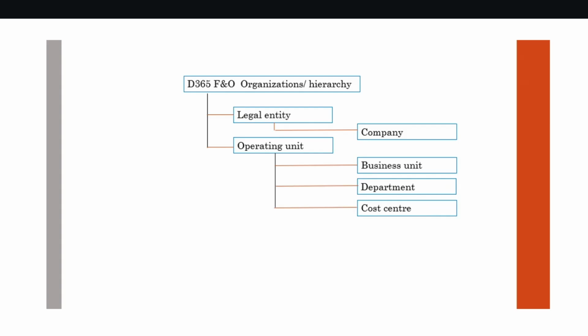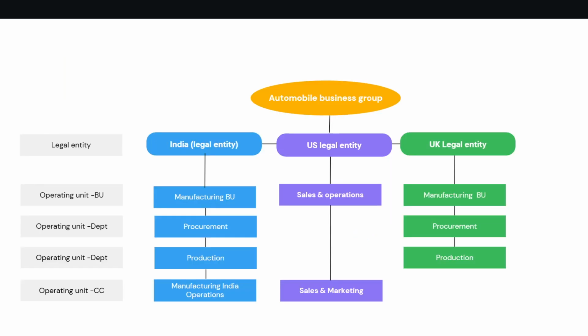So in order to do that, I want to share a simple use case for this setup. So let me show you the use case. So this is my use case. I'm going to create it in my F&O application in my subsequent videos. Now, what I've done is I've created a business group called Automobile Business Group. The objective of this business group is to manufacture two-wheelers and cars and sell in all three locations.